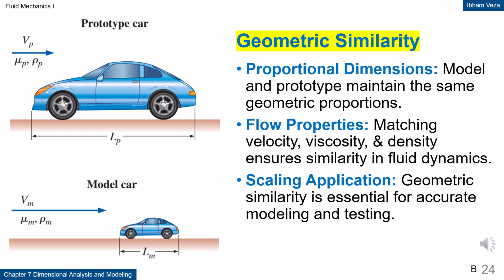Geometric similarity. Geometric similarity means that the model and the prototype have the same dimensional ratios in all directions. Every length in the model is a fixed scale of the corresponding length in the prototype. As a result, the overall shape of the system is preserved, even though the size is different. Without geometric similarity, other types of similarity cannot be achieved. Therefore, this is the most basic requirement in physical modeling.